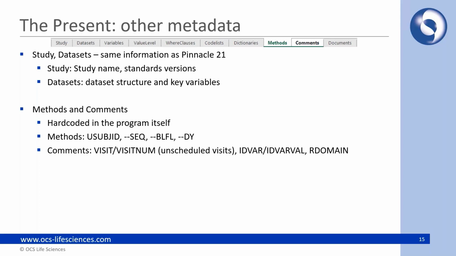Then for the methods and comments, this is more that we didn't get before, and we decided to integrate some into the program. So methods for usage ID, for sequence numbers, baseline flags, and study day variables, because these we always derive the same way. And then some comments for unscheduled visits, RELREC domain, IDVAR, and IDVARVAL. And this is because we were doing a lot of Define-XMLs for a lot of related studies, and we wanted to ensure consistency across all of those studies. So this way, we always get the same thing.